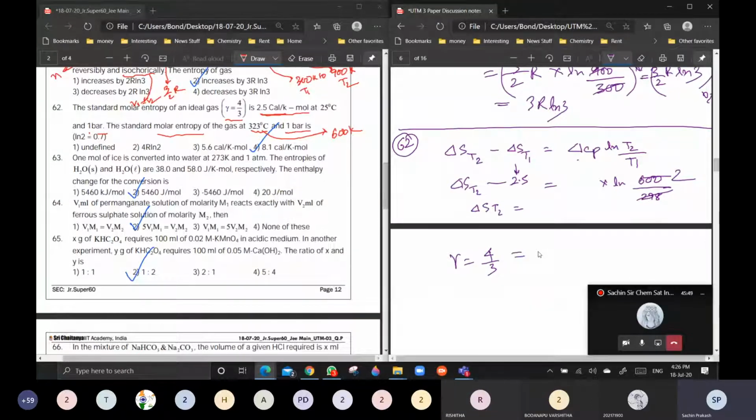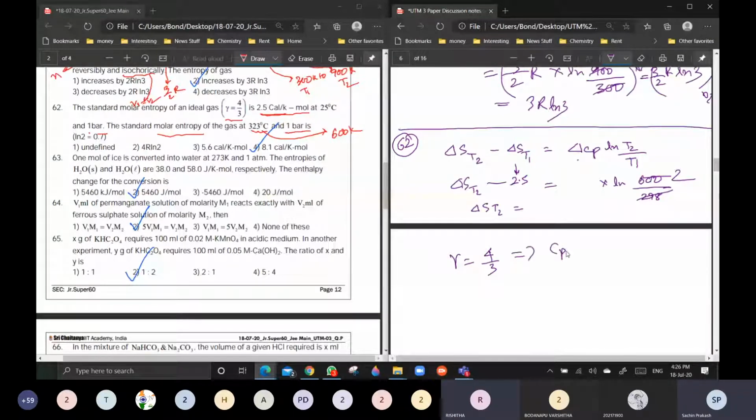So you see, gamma is 4 by 3. This means that Cp is equal to gamma R by gamma minus 1, which is 4 by 3 into R by 4 by 3 minus 1. So it is basically 4R, so I have to use 4R here. And so it will be 2.5 plus 4 into R, which is 2, into 0.7. So 8 into 0.7 is 5.6, plus 2.5, it will be 8.1. Are you getting my point? Yes, sir.